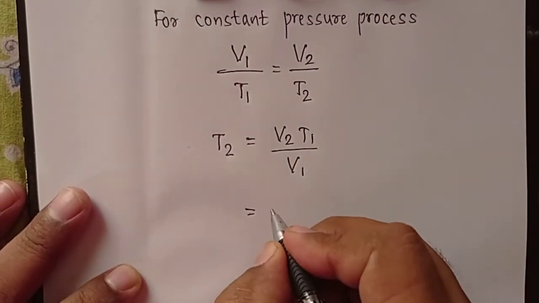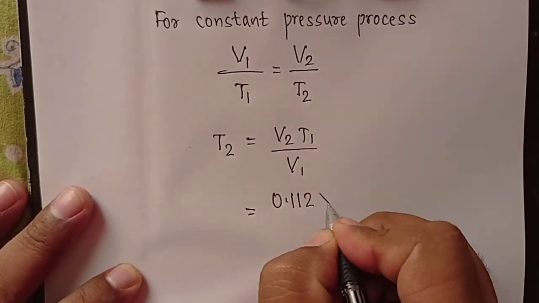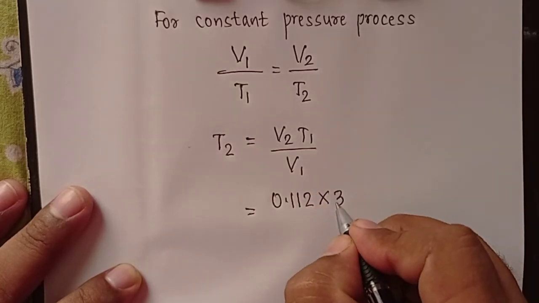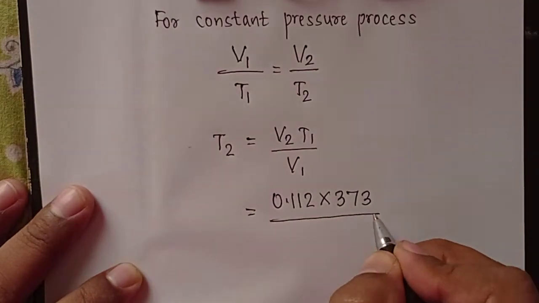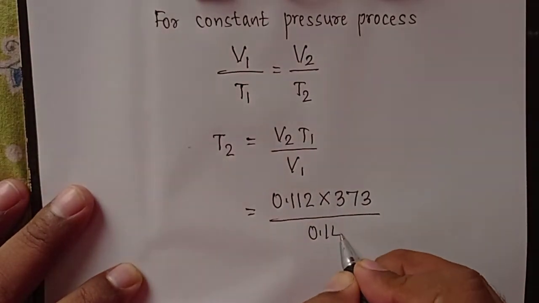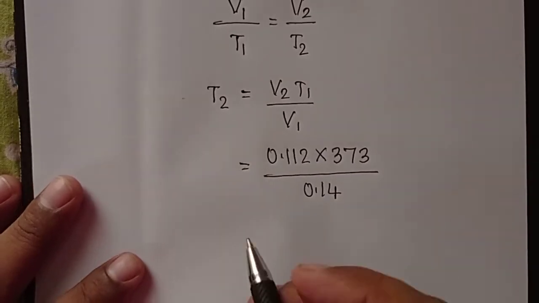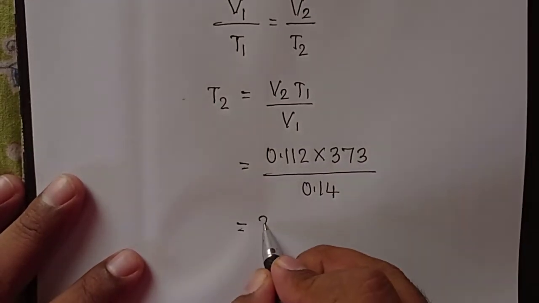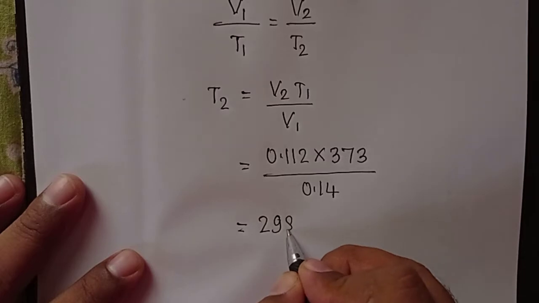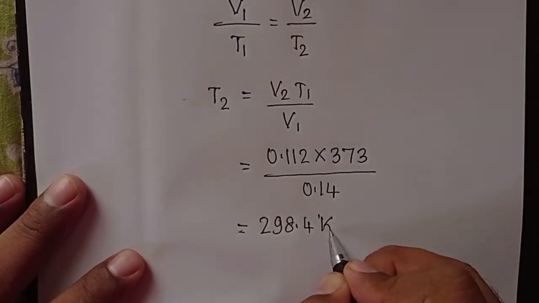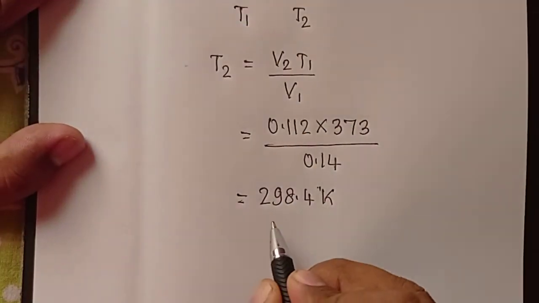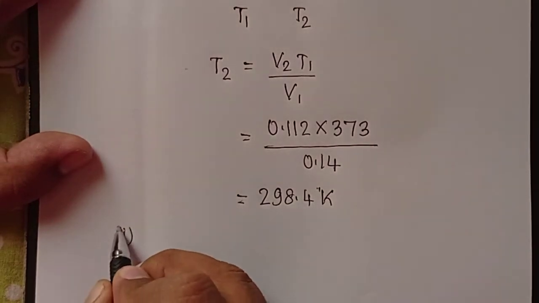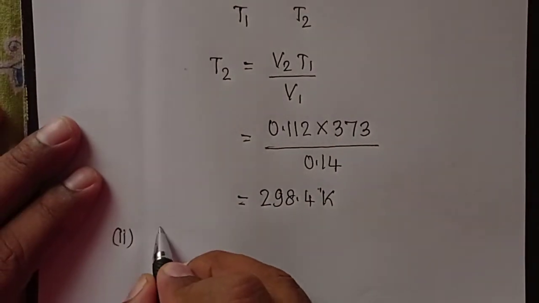So V2 is known, 0.112 into T1. T1 is 100 degrees, that is 373 degrees Kelvin, and V1 is 0.14. So calculate, you get the answer as 298.4 degrees Kelvin. So you get the answer of T2 as 298.4 degrees Kelvin.